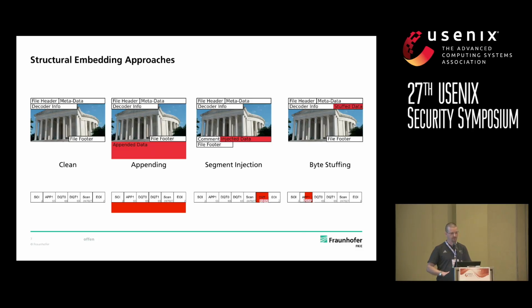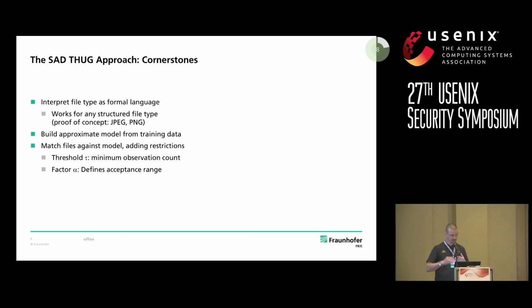So that was basically what we were after. Just to give you a few cornerstones, one of the main steps towards solving this was that we said, okay, we'll interpret this file format as a formal language. And as you can easily see, that's an approach that's not really putting much requirements. We have to have a structured file type that we can parse basically into a series of type segments with a length. And we implemented that for JPEG and PNG, but it doesn't even have to be a graphics file for this to work. And then we take training data and build an approximation of that language.